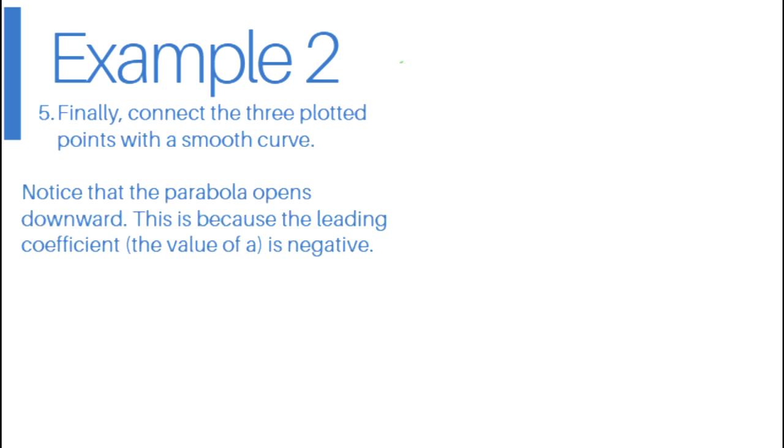Finally, connect the 3 plotted points with a smooth curve. Notice that the parabola opens downward. This is because the leading coefficient, the value of a, is negative. This comes up in your quick check. Put this in your notes, because I won't tell you the answer. If a is negative, then it's a frowny face. I bet you're so glad that I'm teaching you this class, because I'm a grown-up.